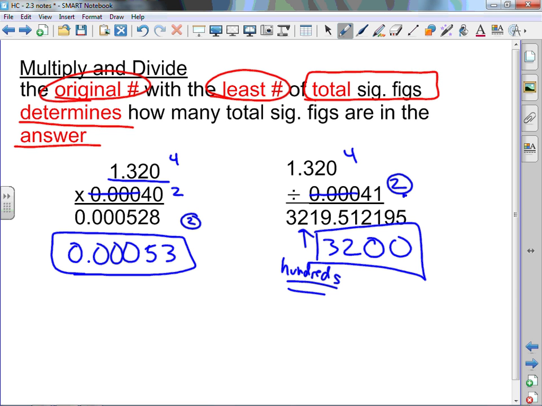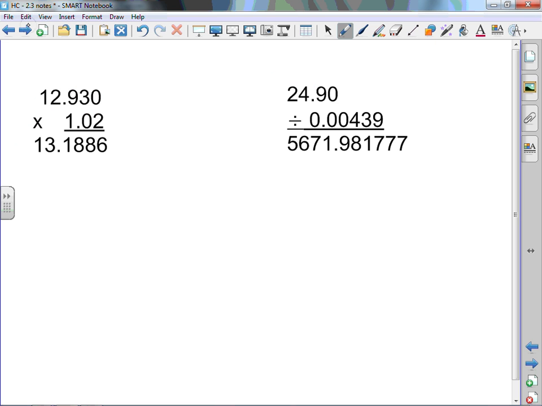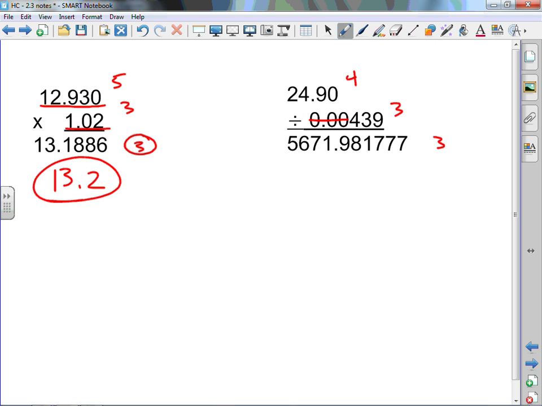The last one I'm going to just show you here, just to give you 2 more examples. If we look at here, we have 12.930 times 1.02, and then 24.90 divided by 0.00439. If you look at these here, this first number has 5, the second number has 3, so our answer can only have 3, 13.2. Over here, this number has 4 total. This number has 3 because those zeros don't count. Our final answer can only have 3, so 5,670. We're rounding to the nearest tens place.